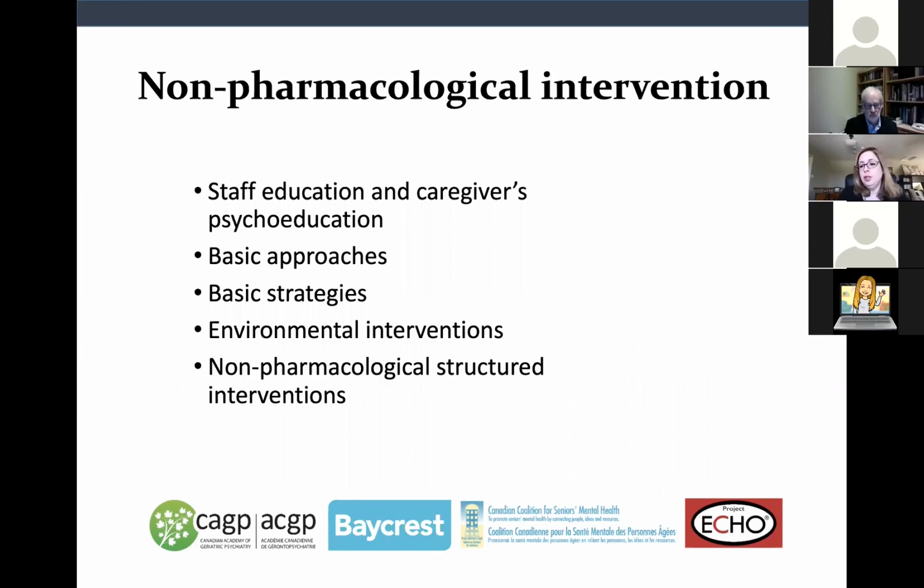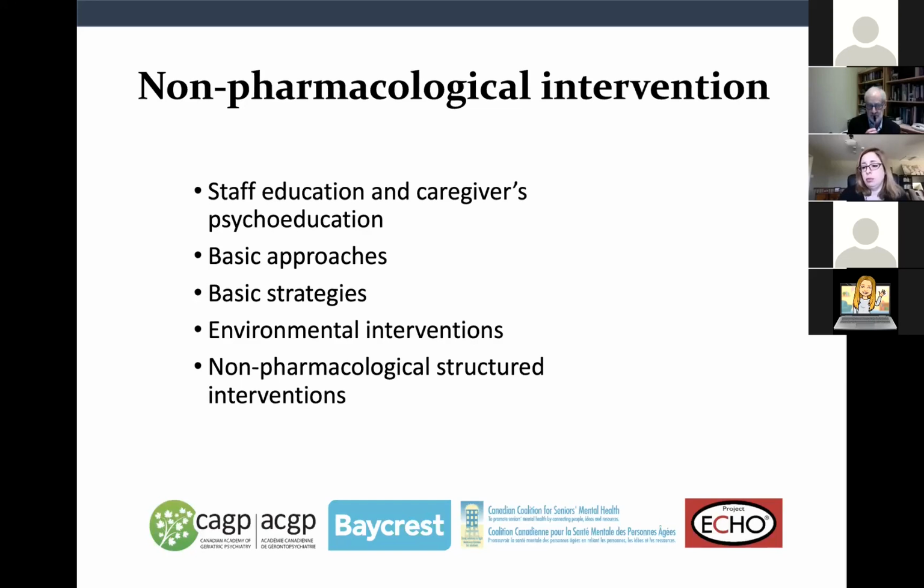There are many kinds of non-pharmacological intervention. One needs to be creative and try to individualize the intervention to the patient. But in the literature, we know that staff education programs and caregiver psychoeducation are the first step in trying to lessen the problematic behavior, because often it's related to the way people interact with dementia patients.